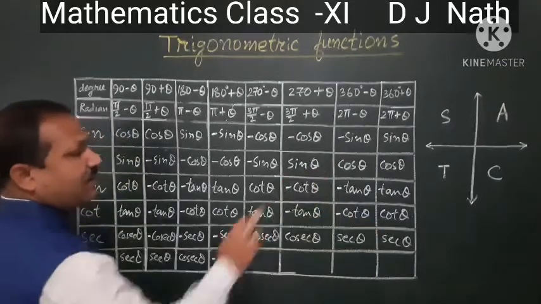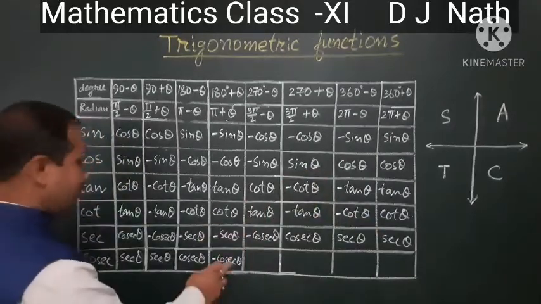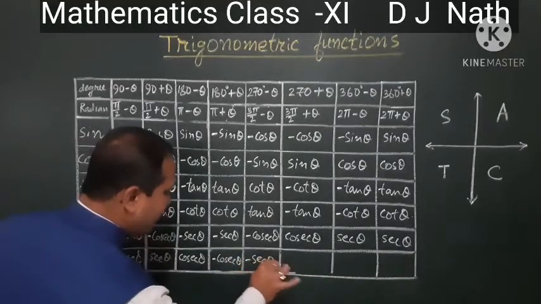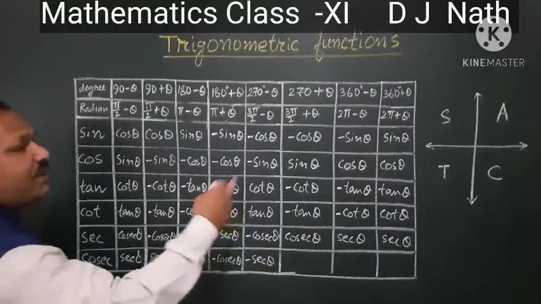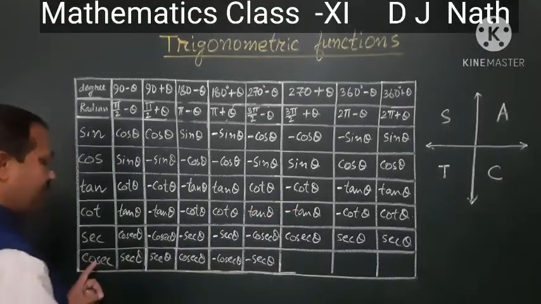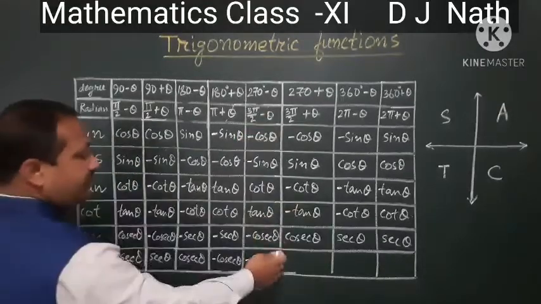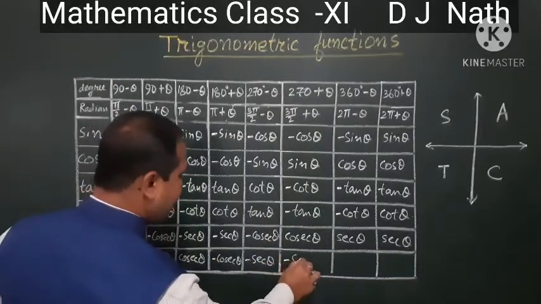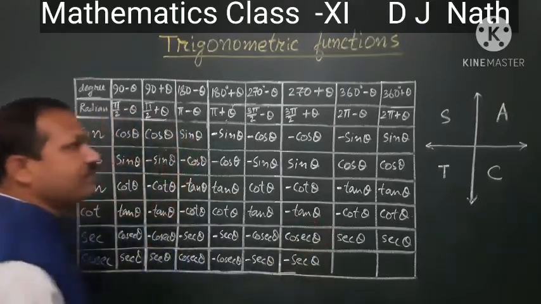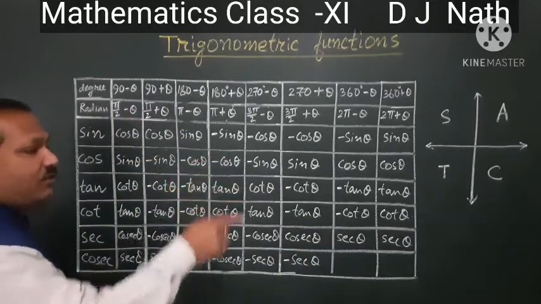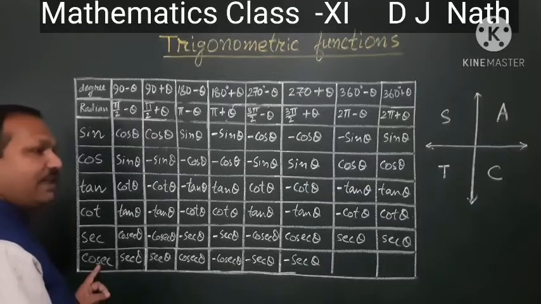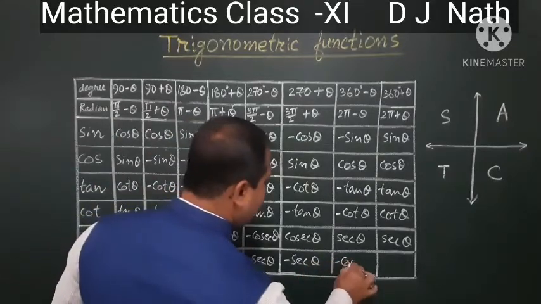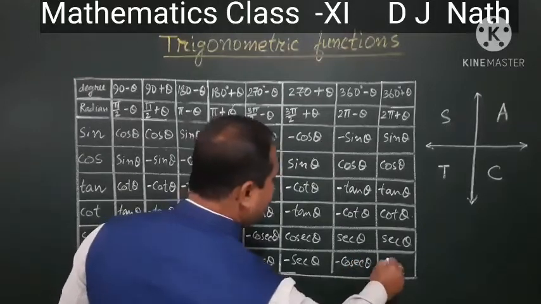270 minus theta, third quadrant, so cosec will change into minus sec theta. 270 plus theta, fourth quadrant, cosec will change, since it is 270, so it will be minus sec theta. 360 minus theta, fourth quadrant, cosec is negative, so it is minus cosec theta. And this is cosec theta.